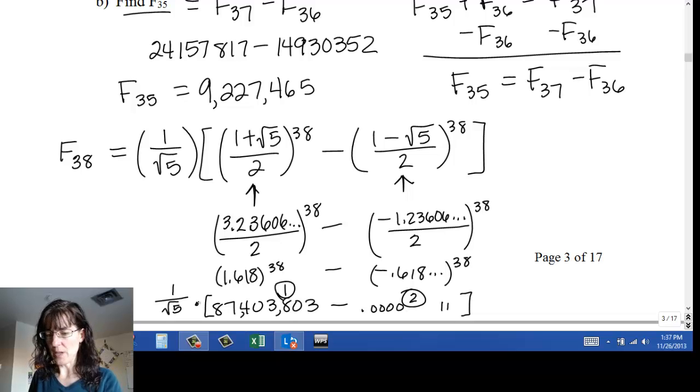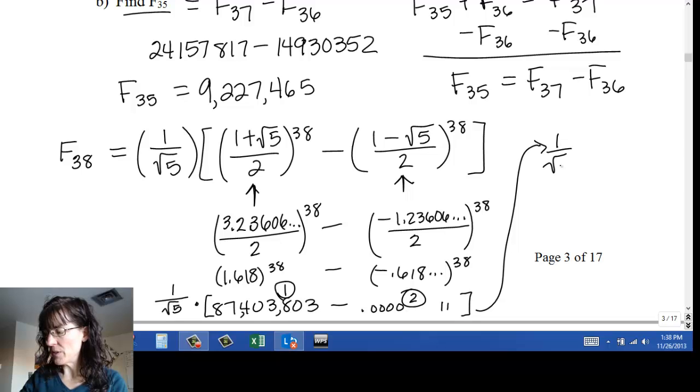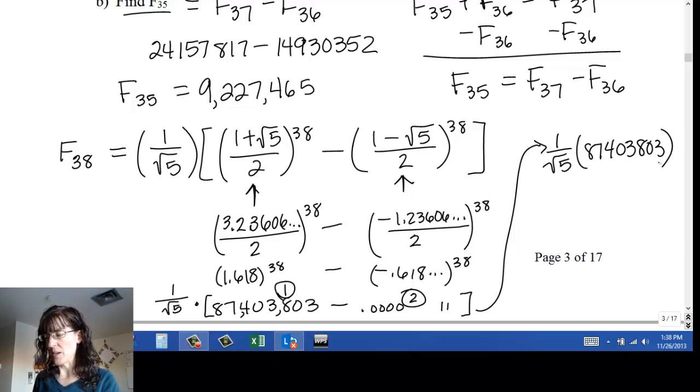So to do that, I recall 1, and that gives me the 87,403,803. And then subtract, recall 2, and that gives me the 0.000011. And then equals. And so now I have 1 over square root of 5 times 87,403,803. Pretty much looks like that number we started with, because that 0.0001 is just in the noise. It's barely going to affect us, and it definitely won't show up on the calculator.